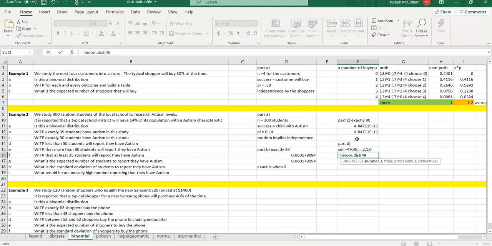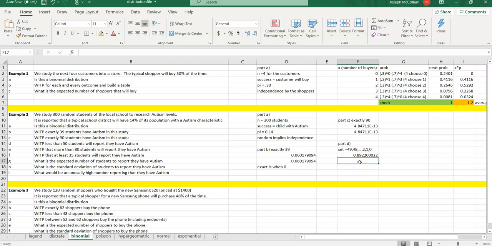So 49 is the first number in my set out of the 300, probability of success 0.14, and I want it to count down. The cumulative will count down. And so what that 1 does, it turns on the counter of Excel, and it will count down from 49 down to 0. It'll run the binom.dist for each and every one of them and add it together. And just like that, I have an easy answer: 89% chance. And then we can think about what that means for my study, right? For part D, what are the odds we see less than 50? 89% chance. It's really overwhelming odds it should happen.